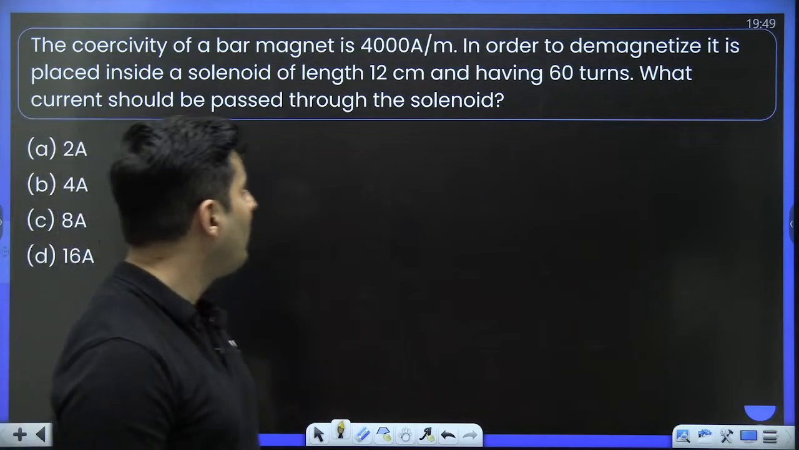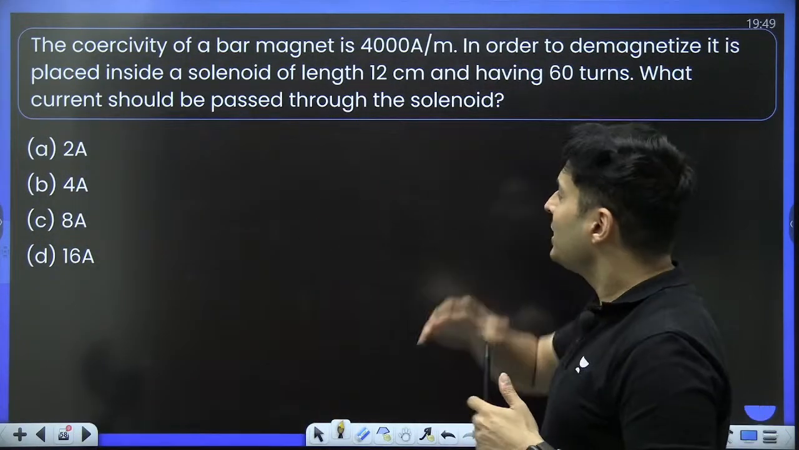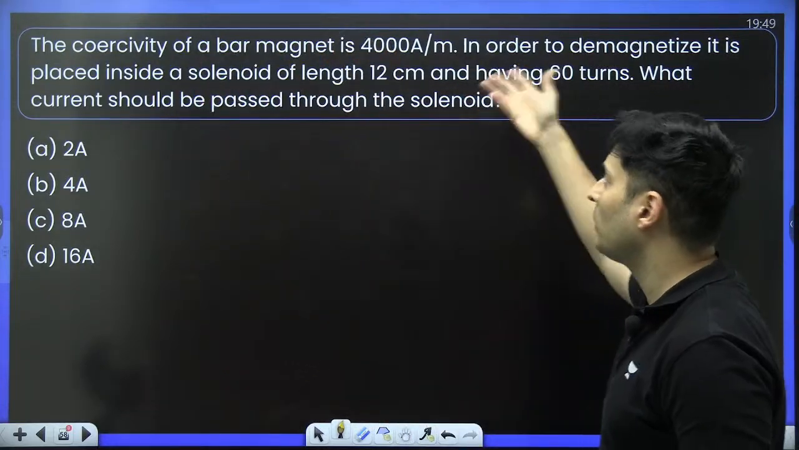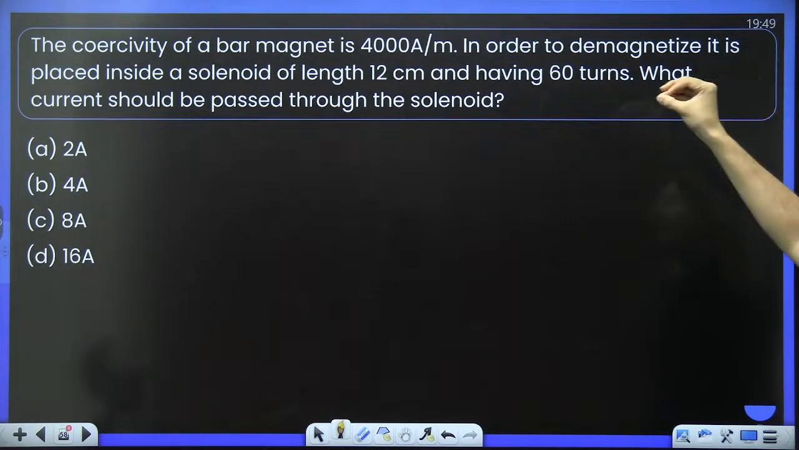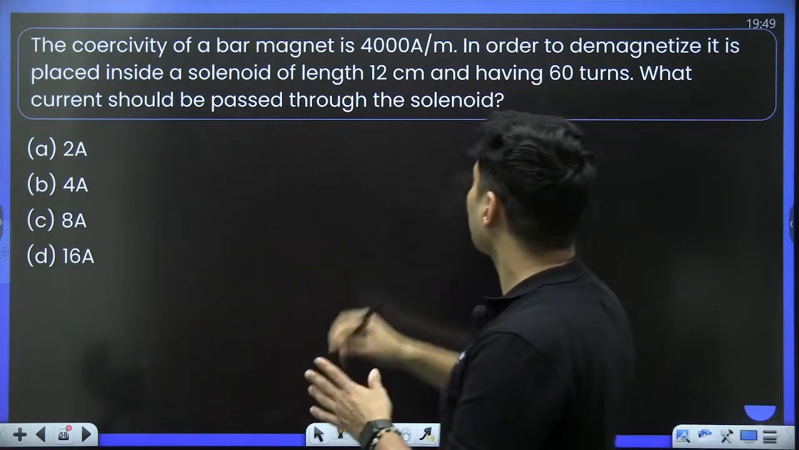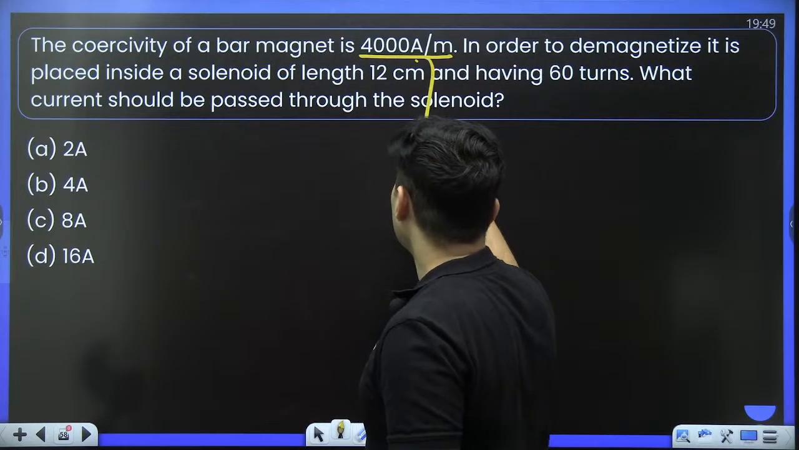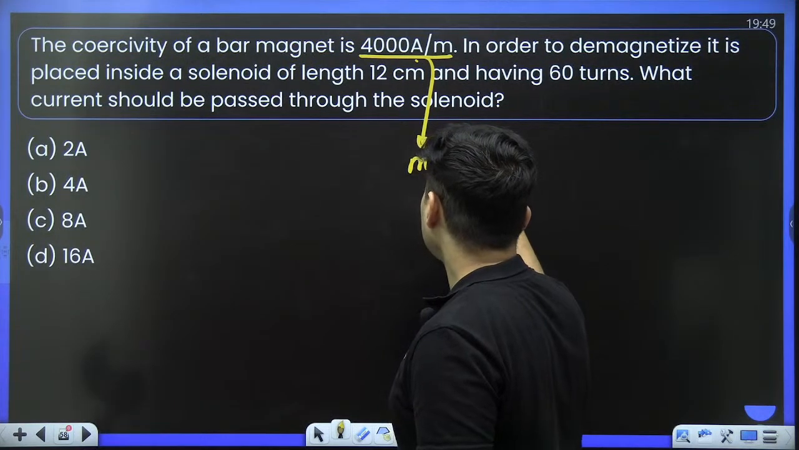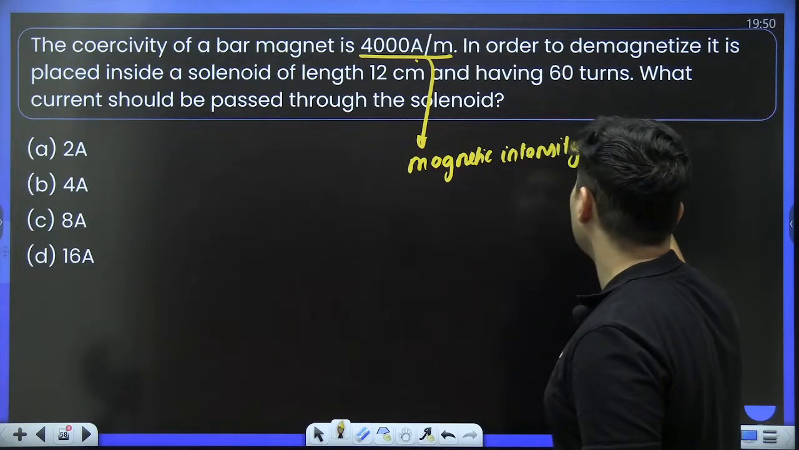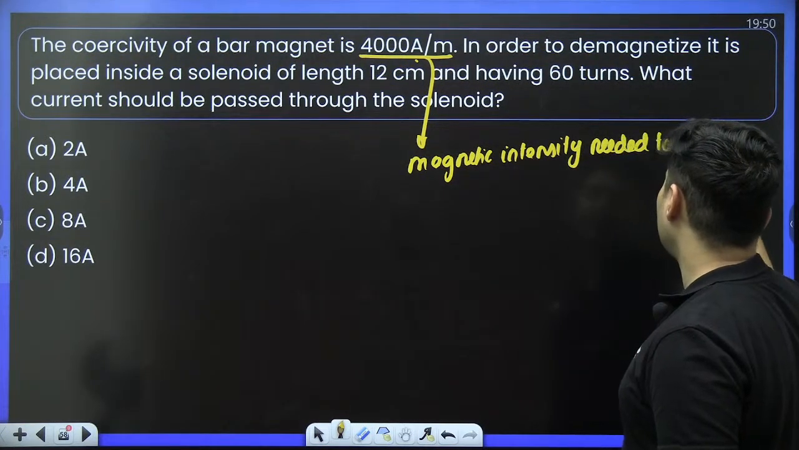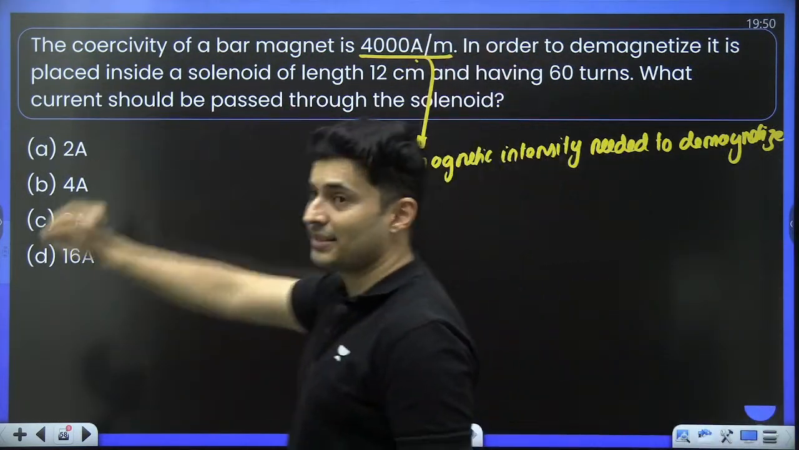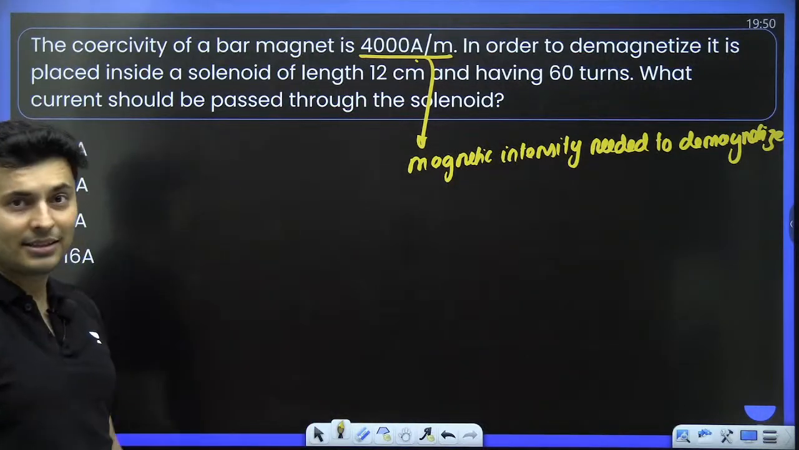The coercivity of a bar magnet. Forget what coercivity is. Just think it is basically the magnetizing field which is required. Think of it that way. In order to demagnetize it, it is placed inside a solenoid. What current should be passed through the solenoid? So this value is nothing but the magnetic intensity which is needed to demagnetize it. That is what this value is given, because I want to demagnetize it.